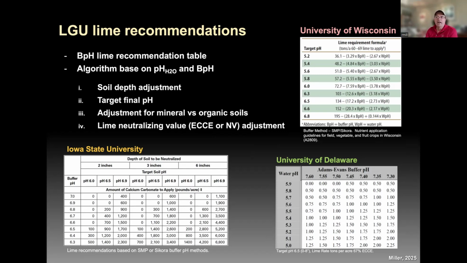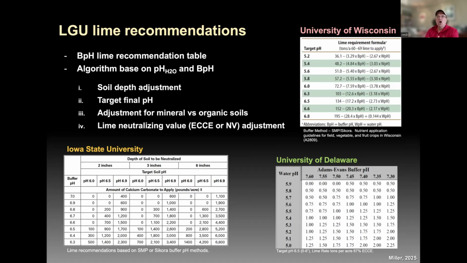Delaware uses the Adams-Evans, again with water pH and the buffer pH, and the values in the table are all in tons per acre of lime. It tells you at the bottom that it's a certain quality of lime. Up at the top is Wisconsin. Again, you have a target pH, and then a formula where you put in the water pH and the buffer pH. In this case, it's SMP or Sikora, and it tells you the lime rate.